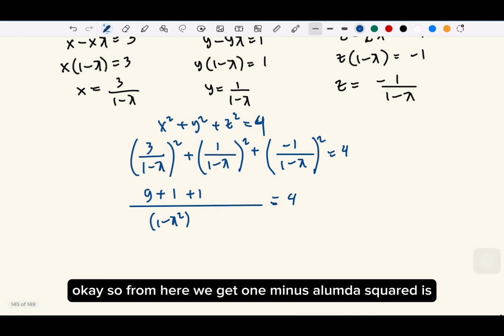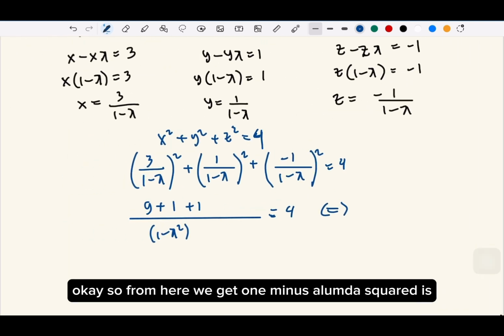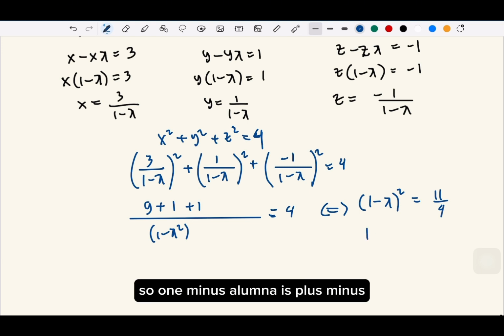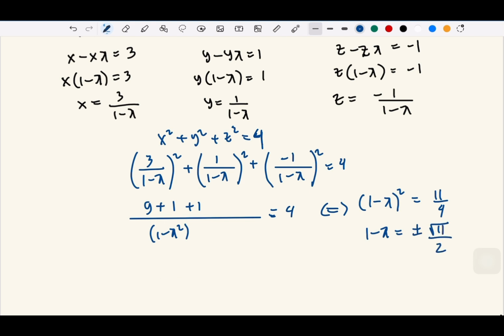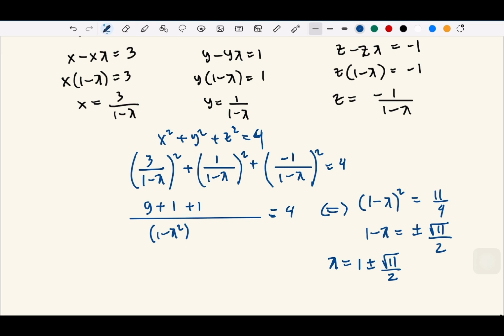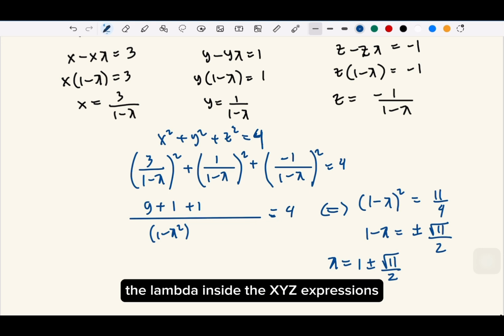Okay, so from here we get 1 minus lambda squared is 11 over 4. So 1 minus lambda is plus minus square root of 11 over 2. So lambda is 1 plus minus square root of 11 over 2. And then we put back the lambda inside the xyz expressions.